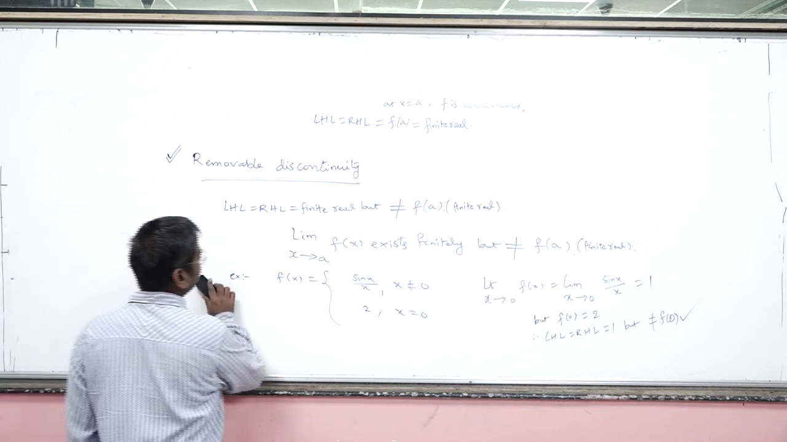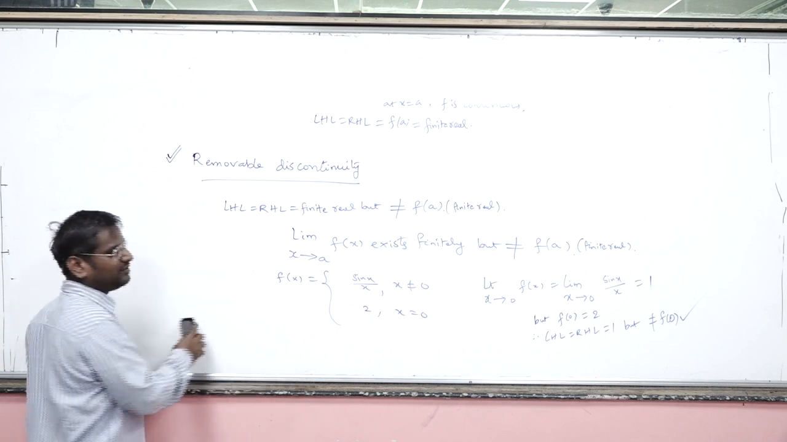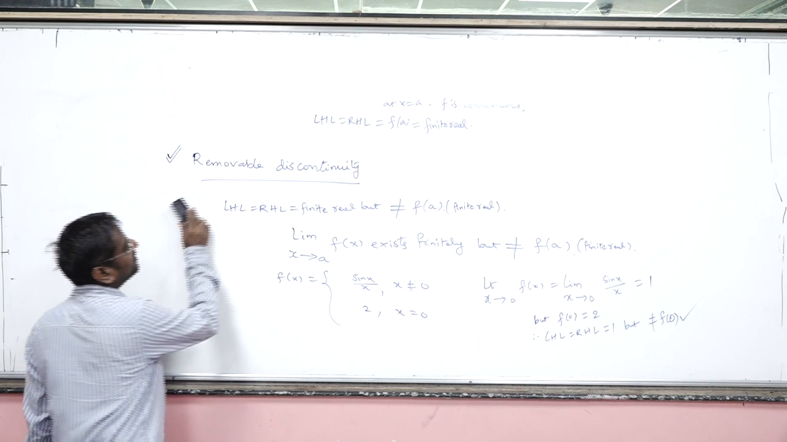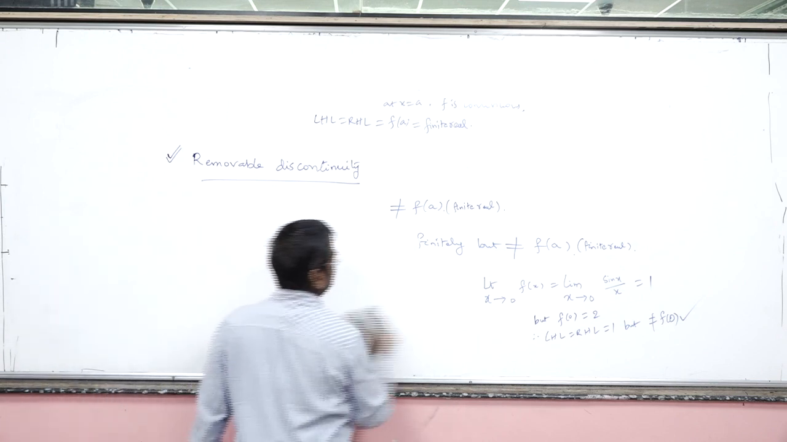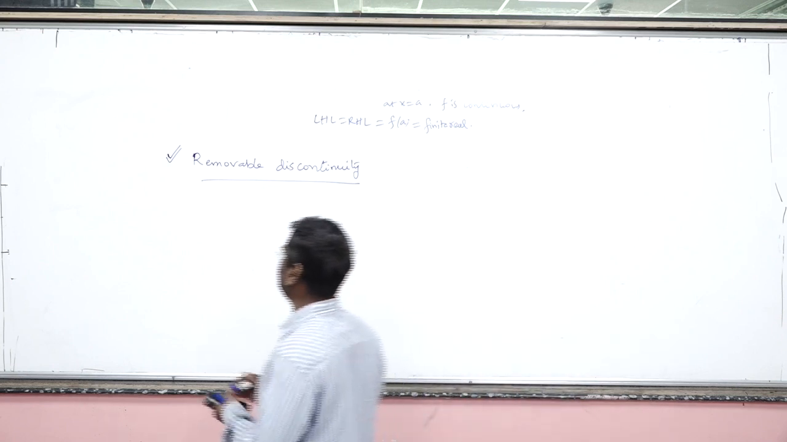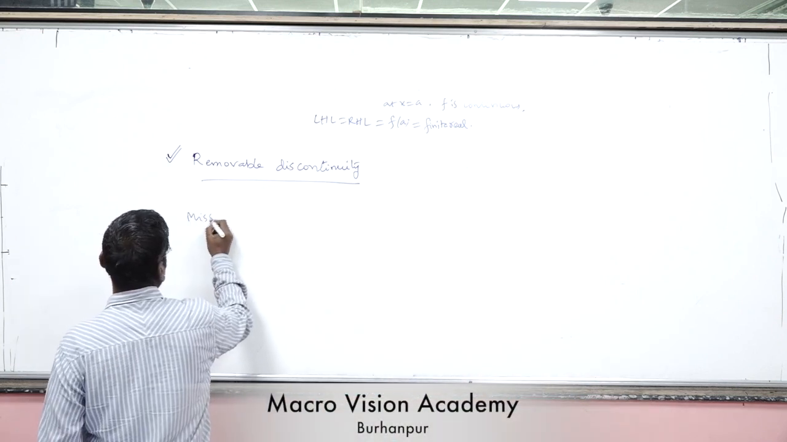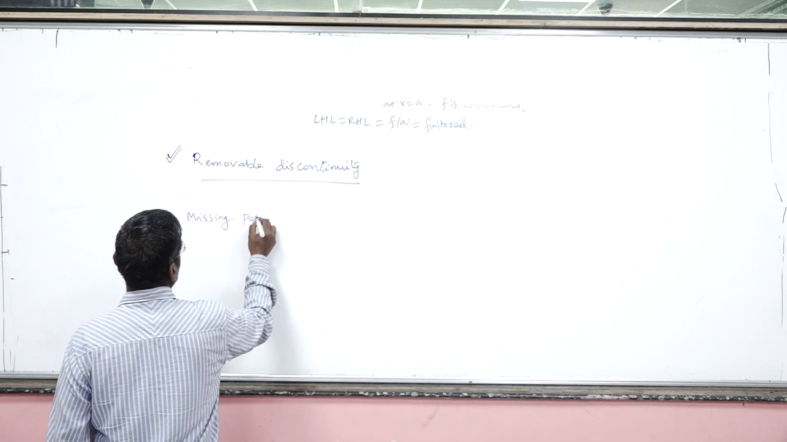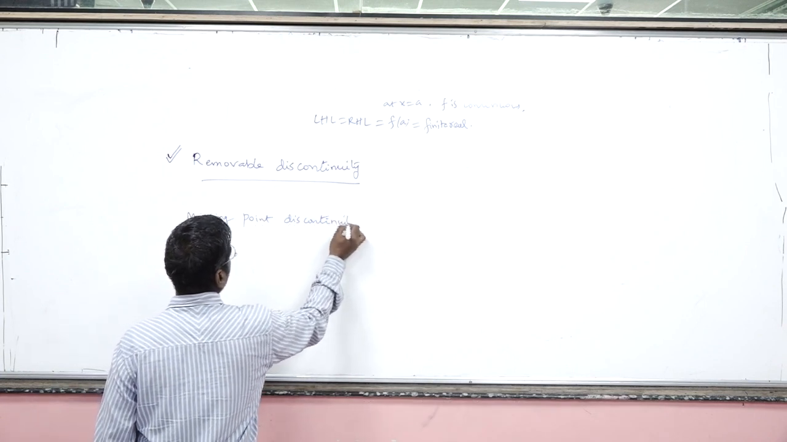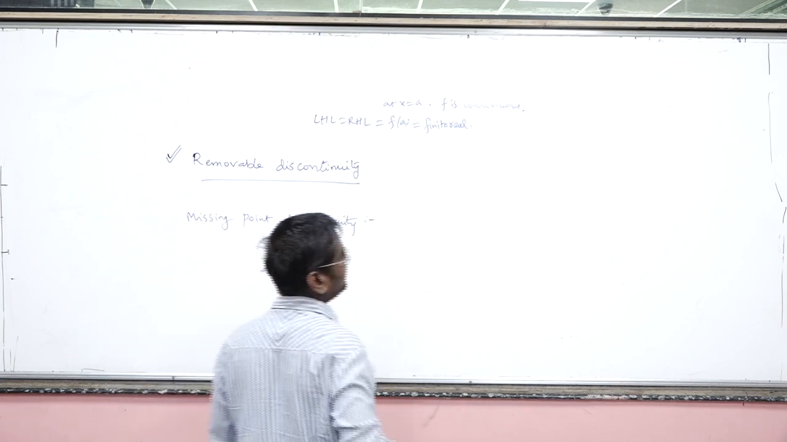Next, second case. Please note this. You need to note down all these things. Next, there is something called missing point discontinuity. Missing point. The next definition is missing point discontinuity, which comes under this only.